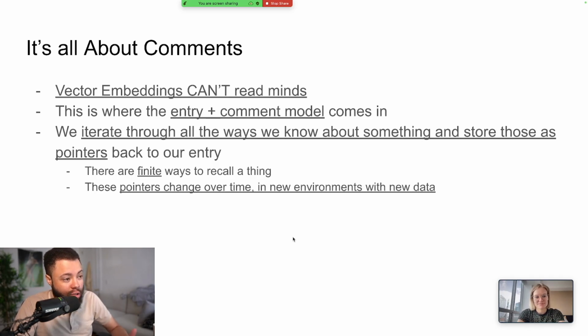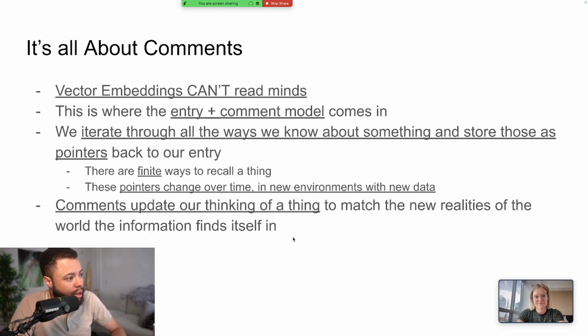So these pointers change over time. Like I said, the brain is an embodied organ, which means that over time it changes in new environments with new data. So we shouldn't expect our data to just get stale every time that we have the same heading for something, which is why we have to put in all that effort of updating our headings and tags in the first place. But we shouldn't have to be responsible for that. By using comments to update our way of thinking about a thing, by leaving a new comment a year after on an entry that's a year old, we update our thinking to match the new reality the information finds itself in, from when it initially got started.